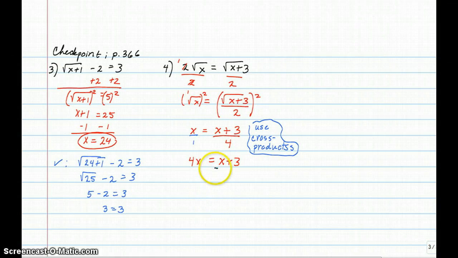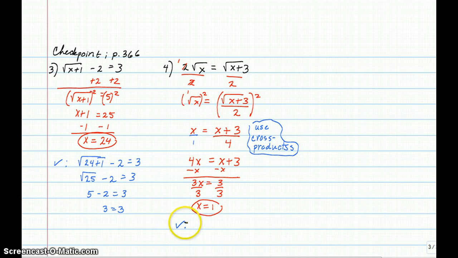Okay, so we're going to now subtract x from both sides. 4x minus x is going to be 3x equaling 3. And you are going to divide both sides by 3 using the division property of equality, and x is going to equal 1. And we're going to go ahead and do our check.